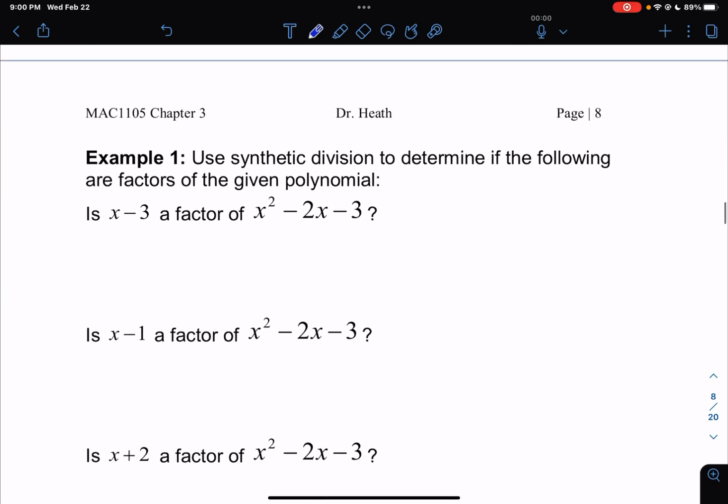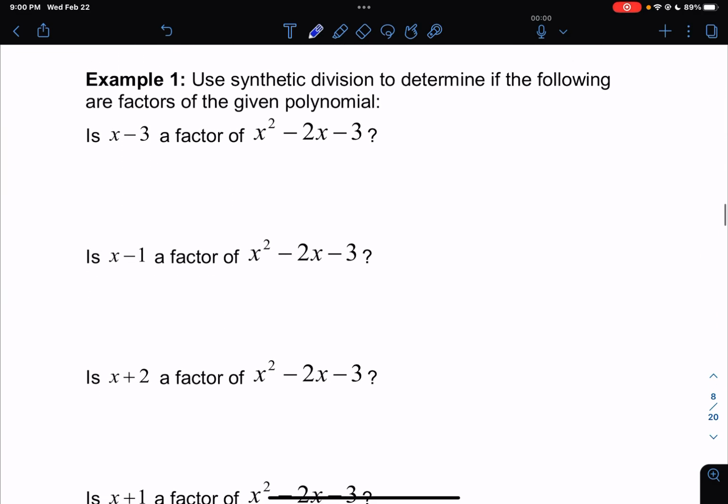Let's take a look at example 1 on page 8 of the notes. Using synthetic division, determine if the following are factors of the given polynomial. Is x minus 3 a factor of x squared minus 2x minus 3? Since we want to know if x minus 3 is a factor, we are going to put a positive 3 in the box set up for synthetic division, and then use the coefficients of x squared minus 2x minus 3.